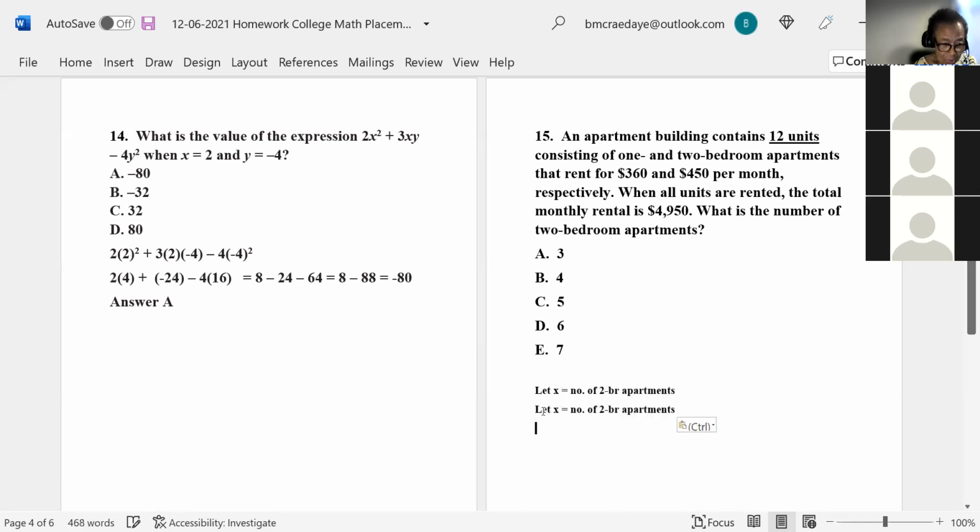That's right, Maureen. You're starting it off right. Y equals the number of one-bedroom apartments. So two unknowns, because we don't know how many one-bedrooms or two-bedrooms there are. So this will be one. Okay, let me make that bigger.